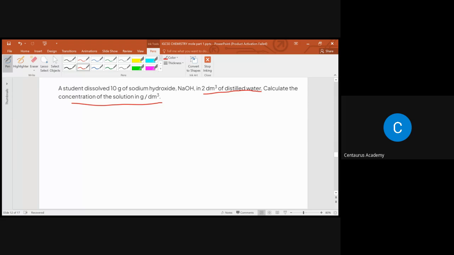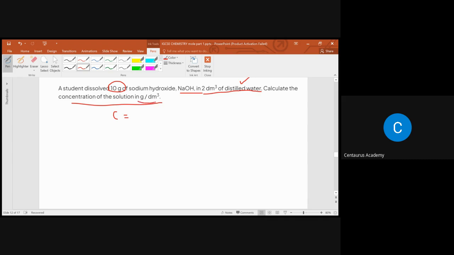Okay. So what are you going to do here? Concentration is equal to mass, which is given to you. The mass is 10 grams of sodium hydroxide. This is the solute, okay? And your solvent is distilled water. The volume is known to you. It is 2 decimeter cube.